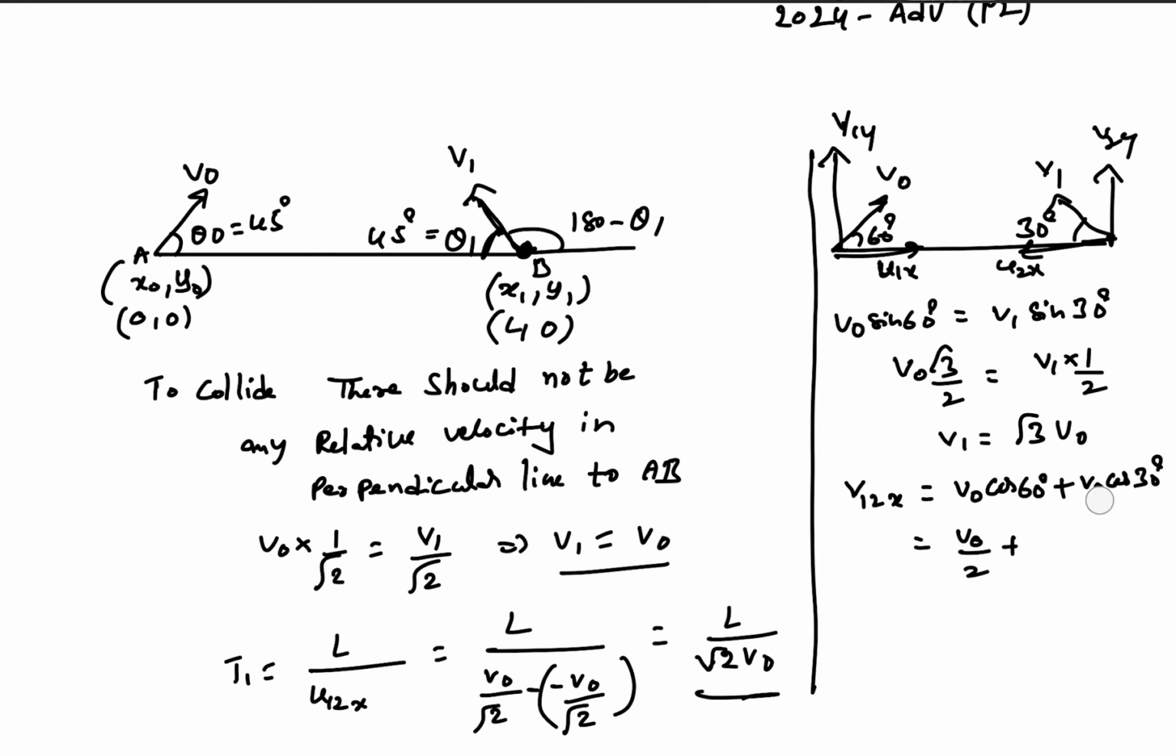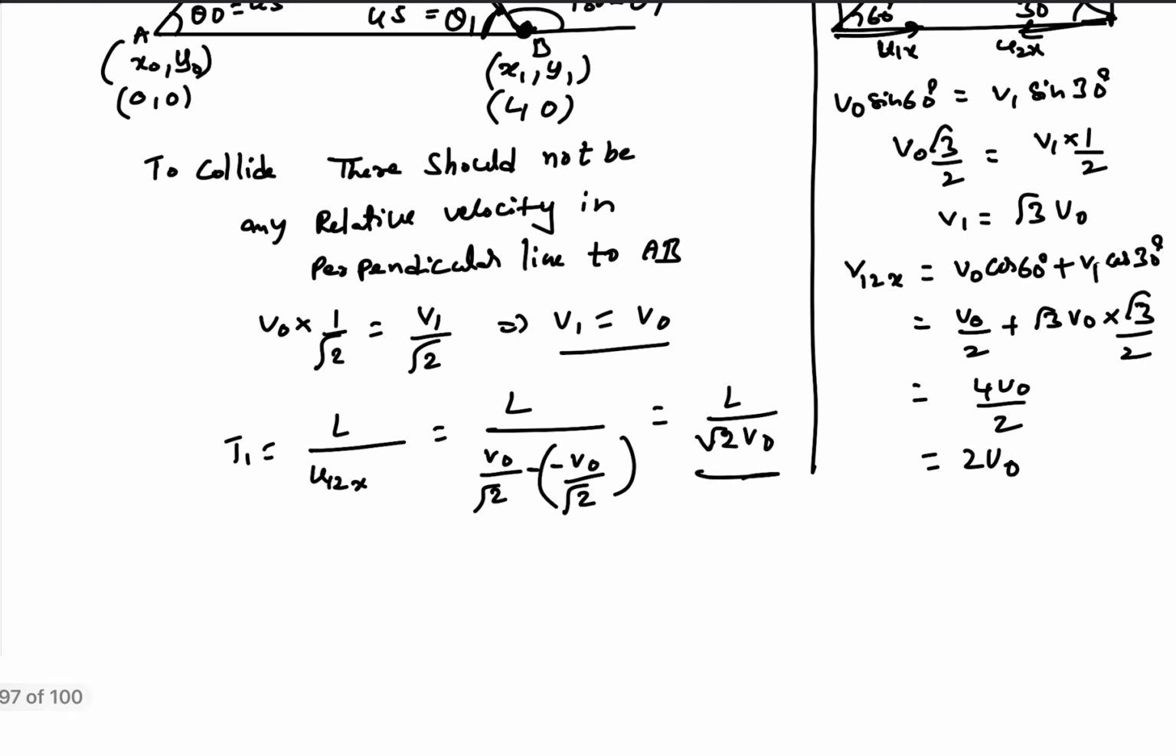V0 by 2 plus the other one is not V1. Okay, the V1 value is root 3 into V0, root 3 divided by 2. So finally, root 3 into root 3 is 3. You can write it as 4 V0 divided by 2. You will get 2 V0.